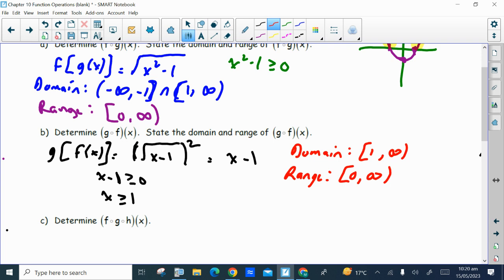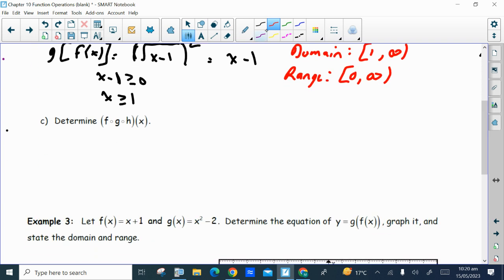Right? So there's that one. The last one, we want to find f of g of h at x. So again, working from the inside out, we would first embed h into g. So h is 2x plus 3, and that's embedded into g, which means it's squared.